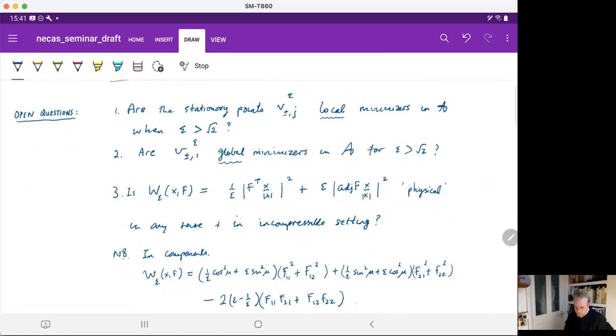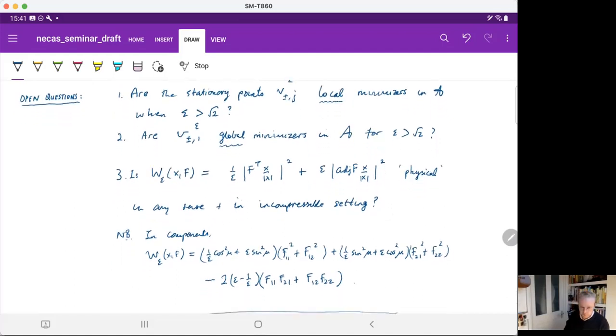And finally, the question that goes back to the origin of W epsilon. I mean, is this energy physical in any sense and in the incompressible setting? I don't know. But in case it helps, there is an expression there for W epsilon in components where mu is the polar angle. So you can see very clearly it's not continuous. Okay, so those are my 3 open questions, and that's the end of the talk. So thanks very much for listening.